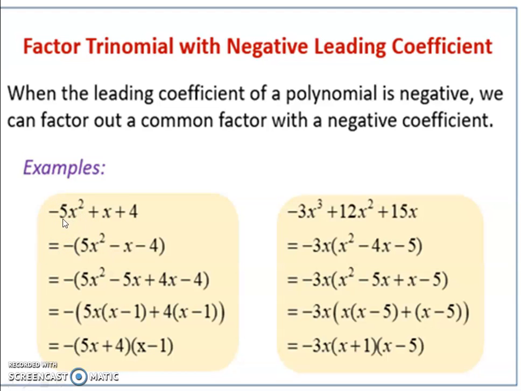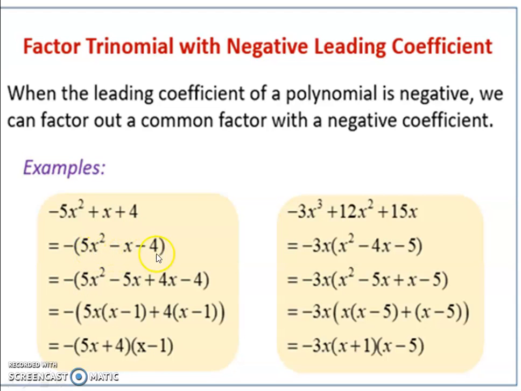So that's why we have to take the minus sign outside. What is remaining? 5x². The negative term gets positive, positive x becomes negative x, and +4 becomes −4. The minus remains the same.